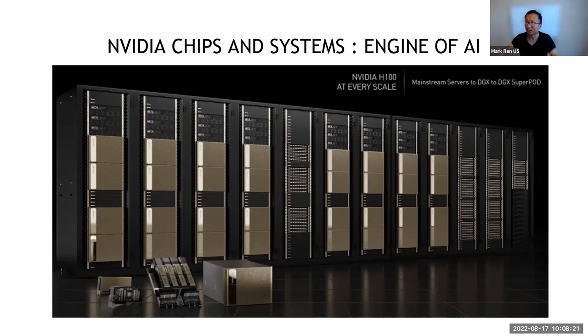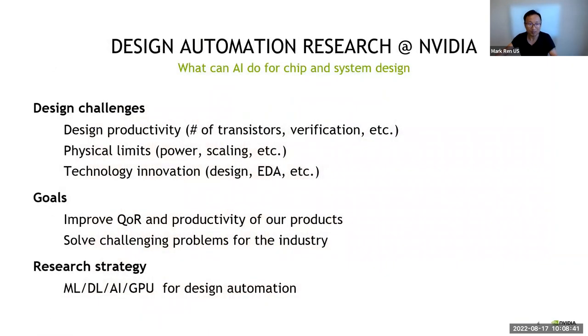And we actually donated a couple of A100 DGX boxes to TILOS. Hopefully you guys will make good use of that and make good progress in applying AI in optimization. So that being said, there are a lot of challenges to design these chips and systems. So the question we're asking is, what can AI do for chip and system design? That's the goal of our organization.